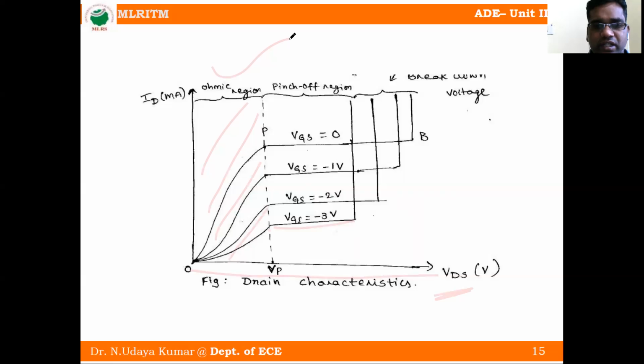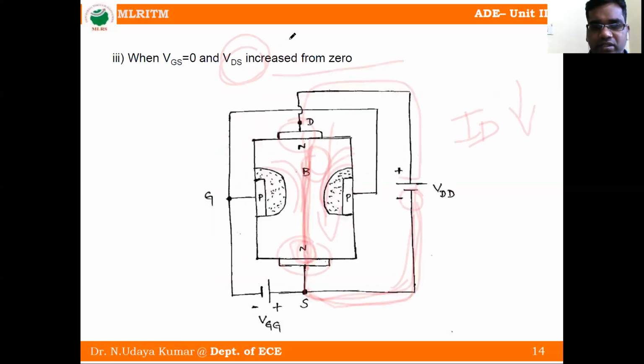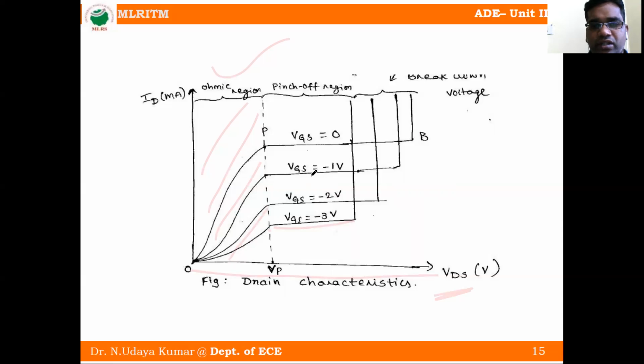In the pinch off region, there is no gap, the channel is minimum. Whenever we increase VDS, the channel width reduces until it is minimum at point B. This voltage we call the pinch off voltage, and that region we call the pinch off region.